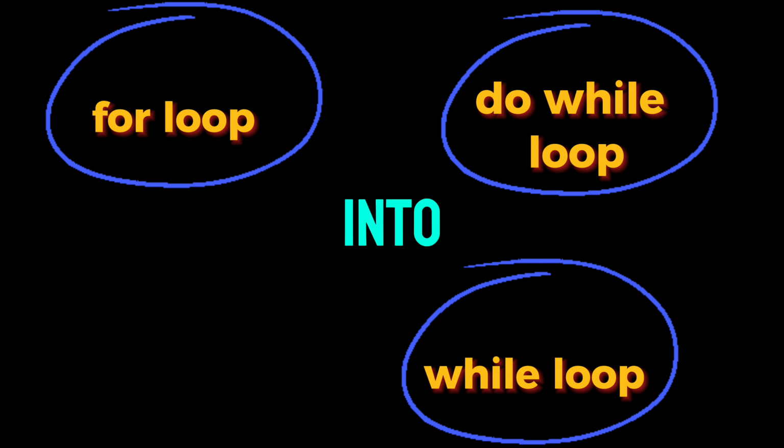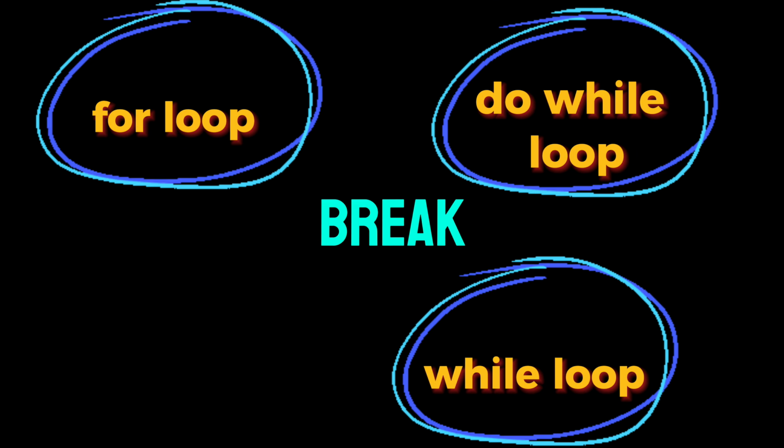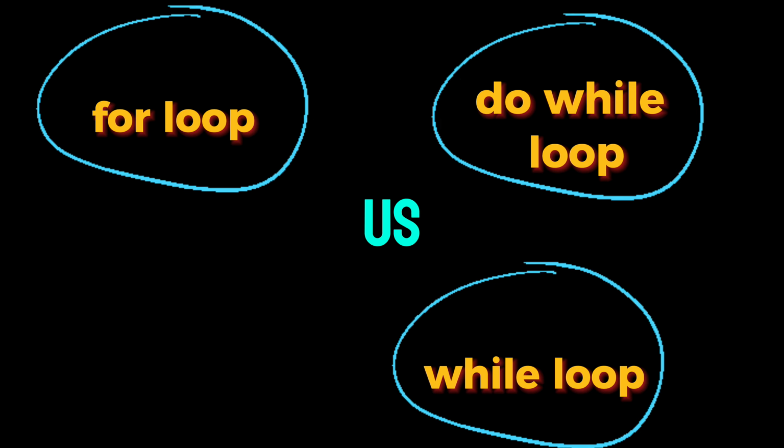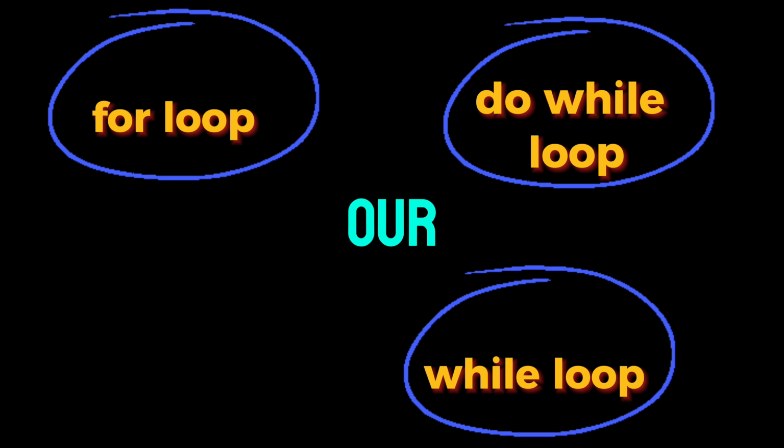In the next video, we'll dive into loop control mechanisms like break and continue, which let us stop or skip iterations in a loop. This will give us even more control over how our loops run.